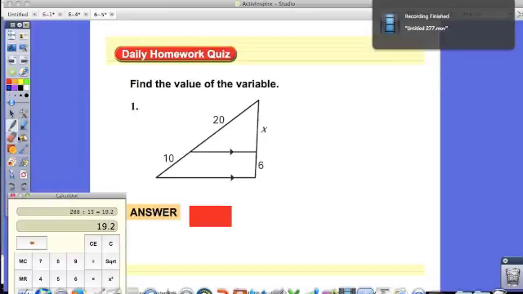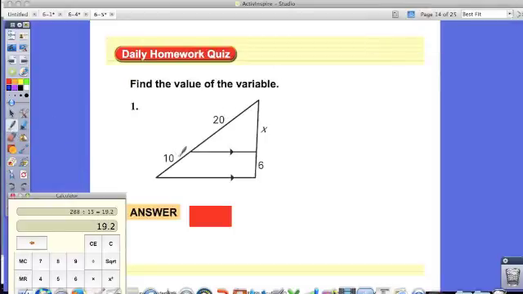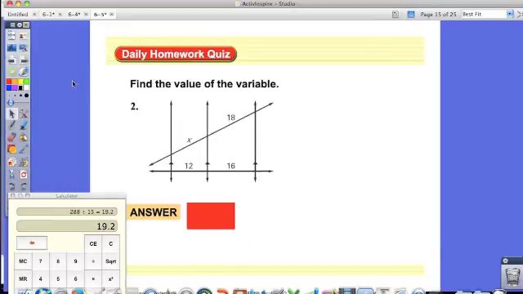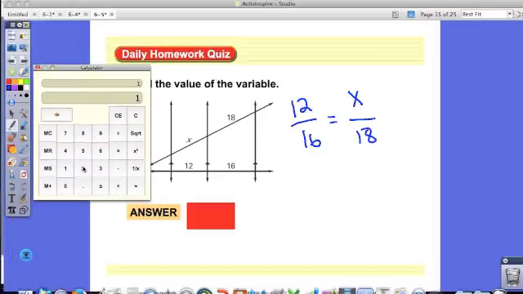And here is the daily homework quiz. 20 and 10 are going to be proportional. I can see right away that that's just doubling that. So X is going to be 12. These are going to be proportional. 12 over 16 is going to equal X over 18. So 12 times 18 is 216 equals 16X. 216 divided by 16 is going to be 13.5.